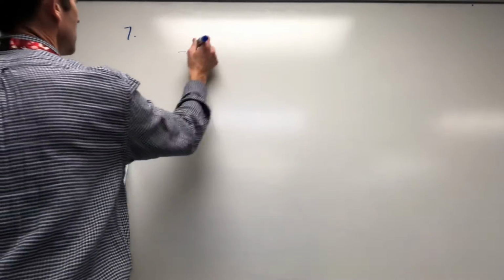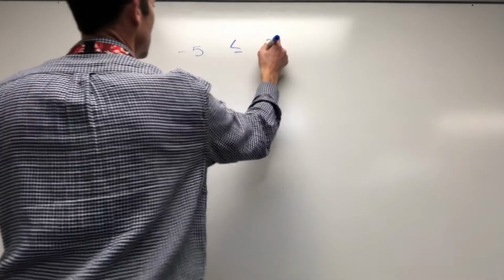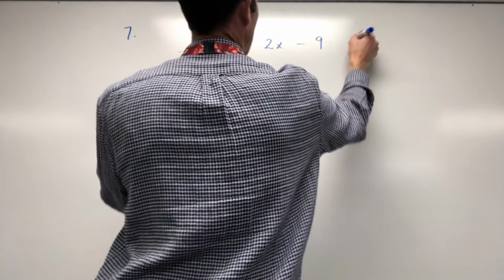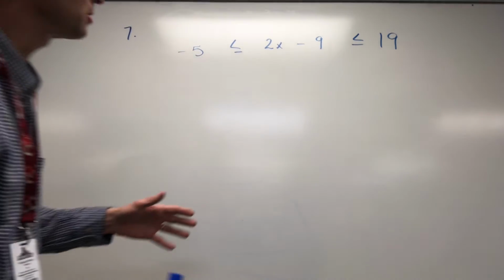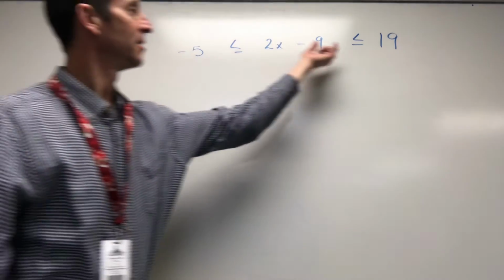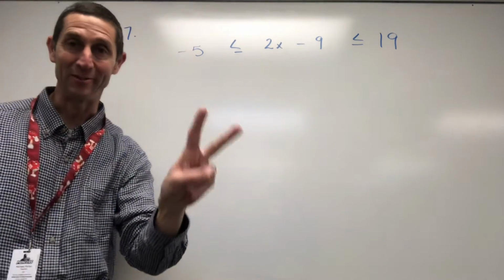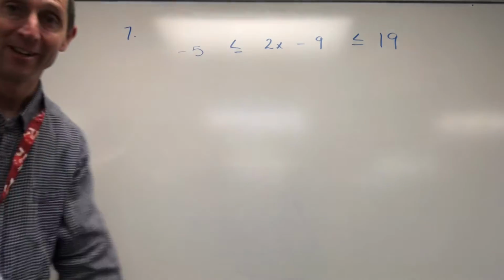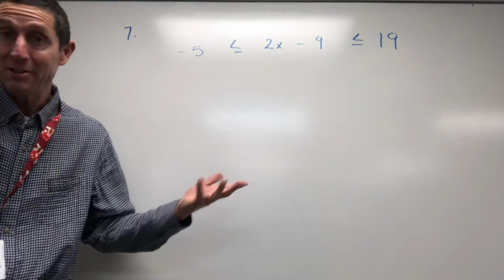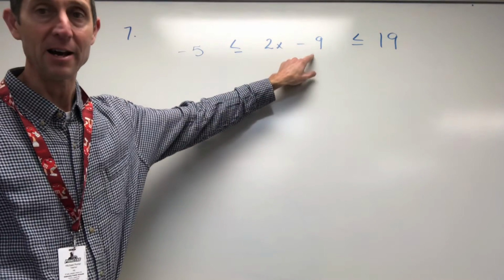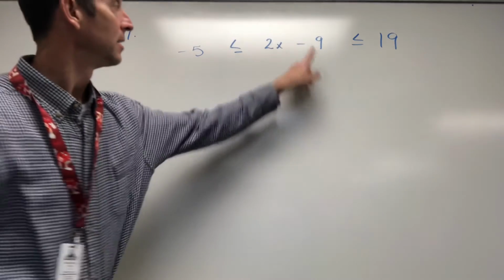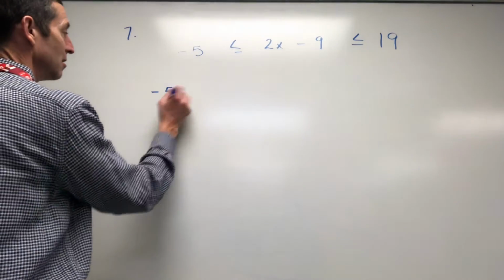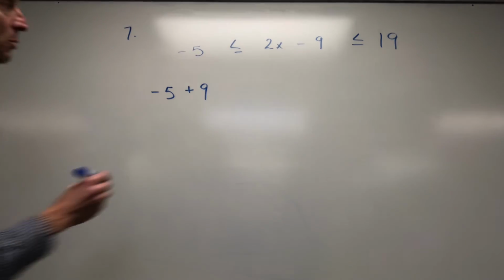Let's do the last one. Okay, we've got a double inequality. We've got an inequality on this side. We've got an inequality on that side. You've got two problems at one time. All right, how do we solve two problems at one time? I'll show you. First off, let's get rid of this 9. So we're going to work a problem on the left, and we're going to work a problem on the right. Negative 9 in the middle. We go positive 9 when we work it on the outsides.